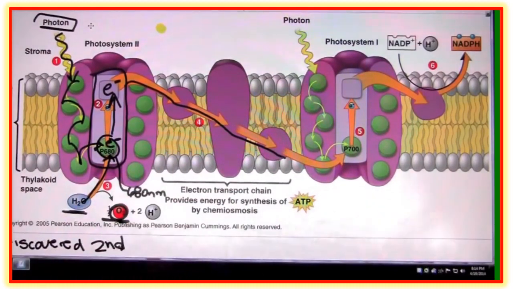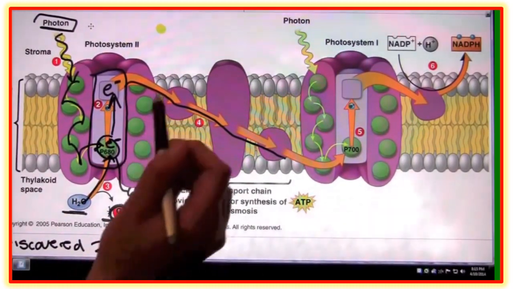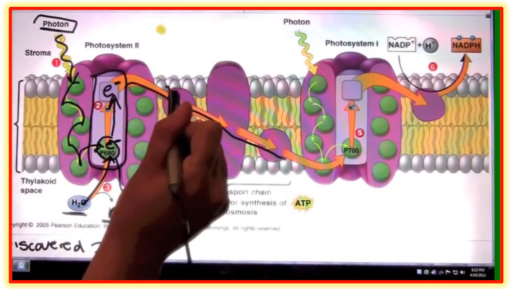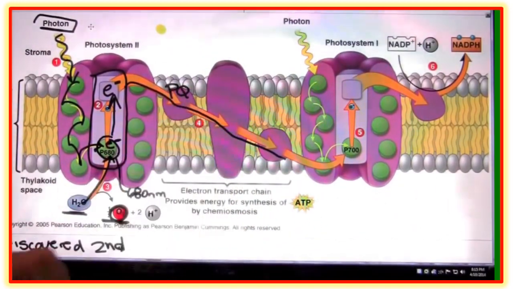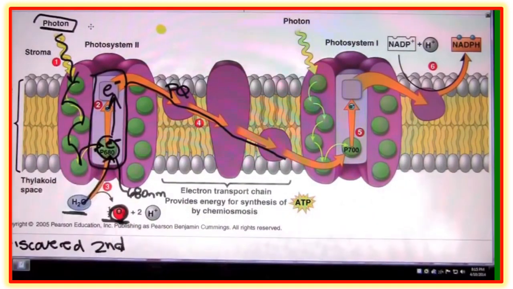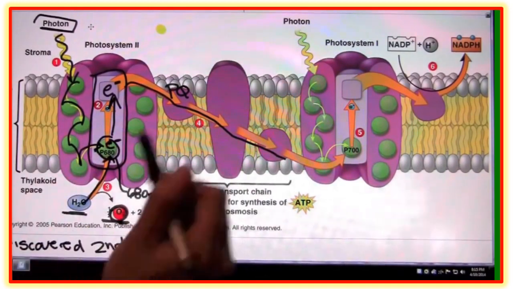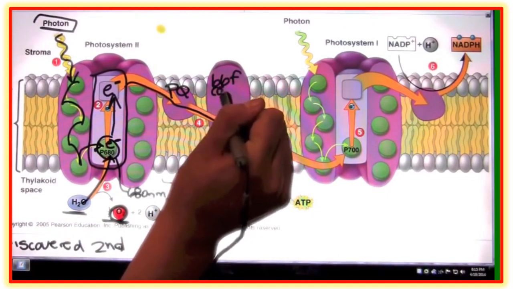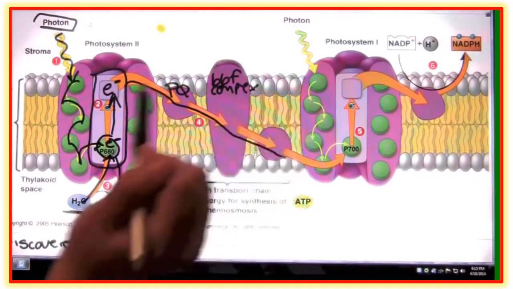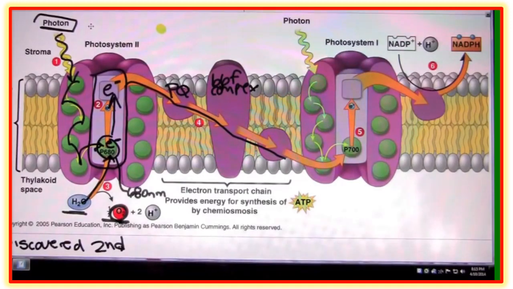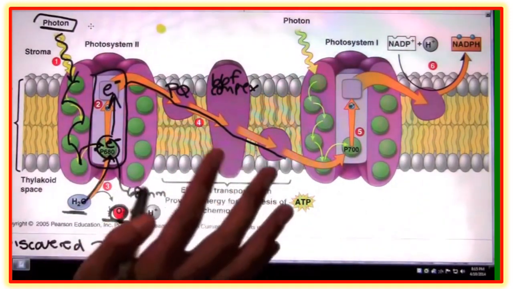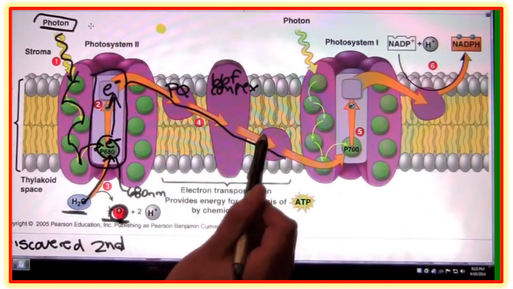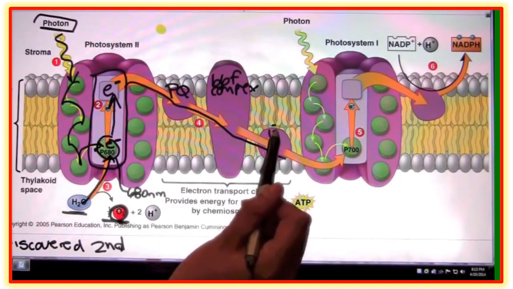What this first protein is called is plastiquinone, but for short I'll call it PQ. So it'll travel down PQ, the electron then goes from PQ to B6F complex, which is another protein complex. It's just a cytochrome complex, sorry. And then it travels down to PC.